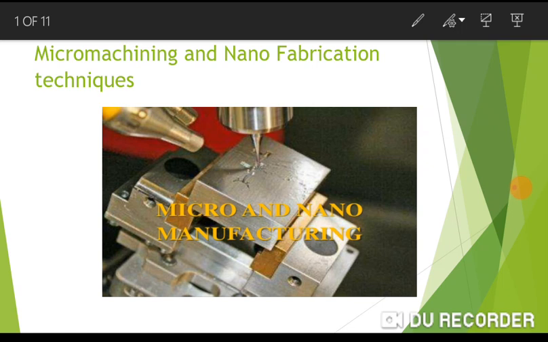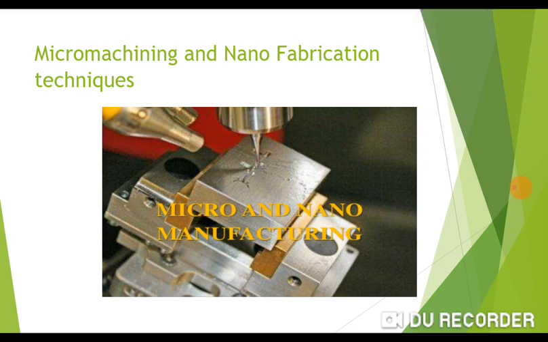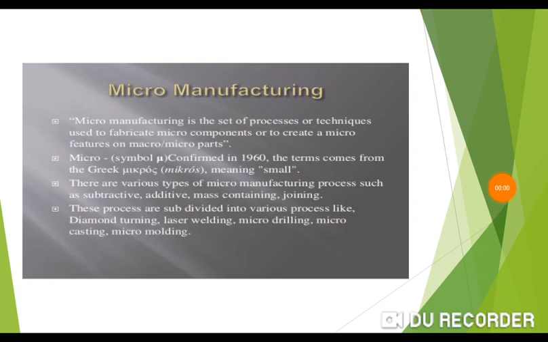So manufacturing of the product, we can classify into three types: first one is macro manufacturing, then micro manufacturing, then nano manufacturing. Well, out of the three classified manufacturing processes, macro manufacturing we can define as the manufacturing of parts or products that can be observed or measured by our unaided eyes, having a dimension greater than 1 mm in size.